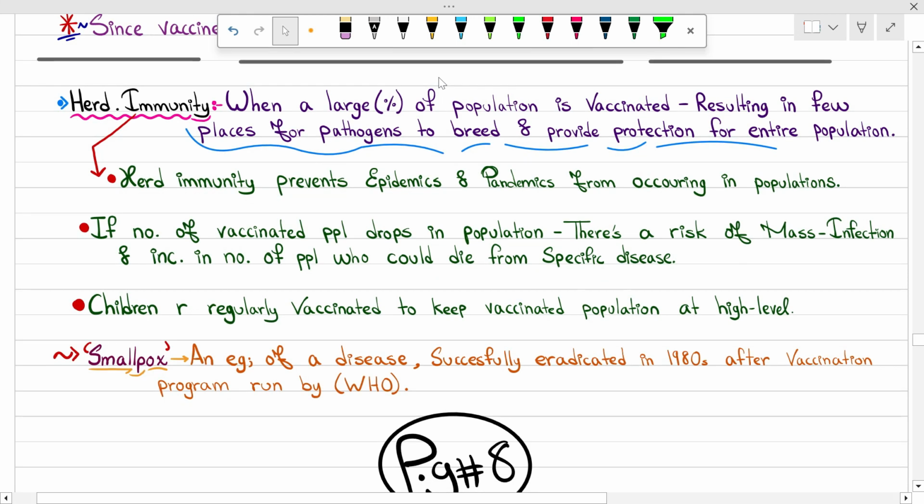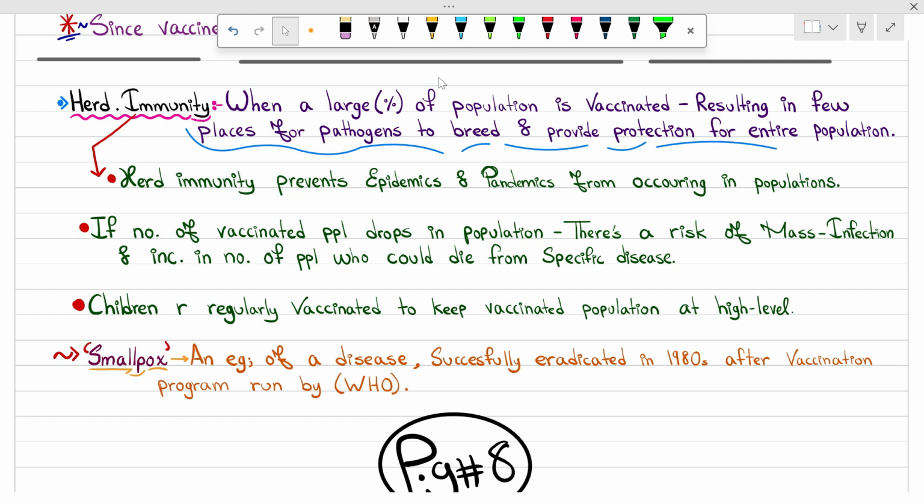Herd immunity. I'm sure we've heard this term herd immunity a lot during COVID. Herd immunity is when a large percentage of the population is vaccinated, resulting in few places for pathogens to breed and providing protection for the entire population. So the main concept of herd immunity is just to keep the population of vaccinated people very high, because this will reduce the rate of people being infected and reduce the rate of pathogen reproduction. Herd immunity prevents epidemics and pandemics because when a large percent of the population is vaccinated, fewer people are going to be infected and fewer diseases are going to spread.